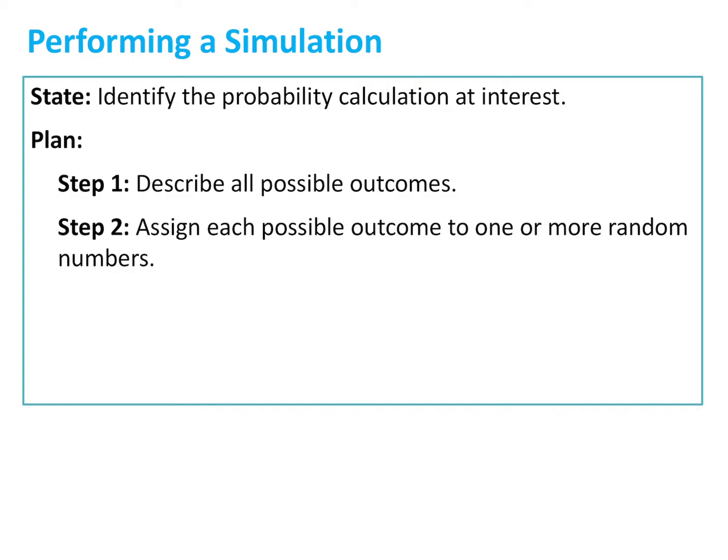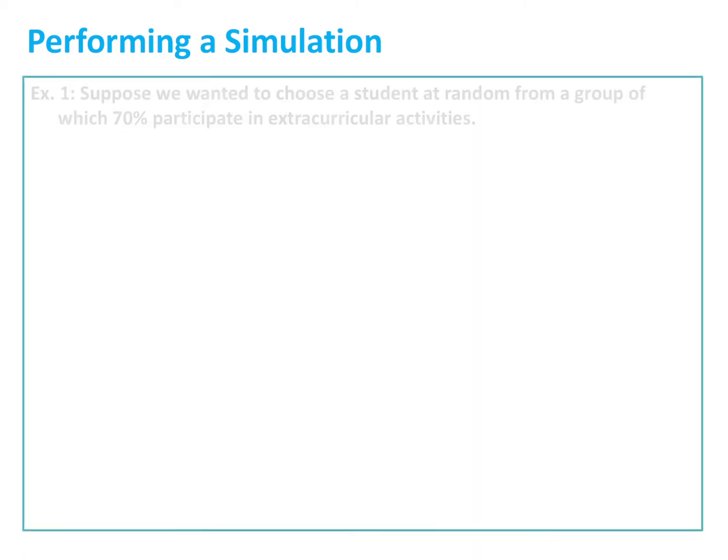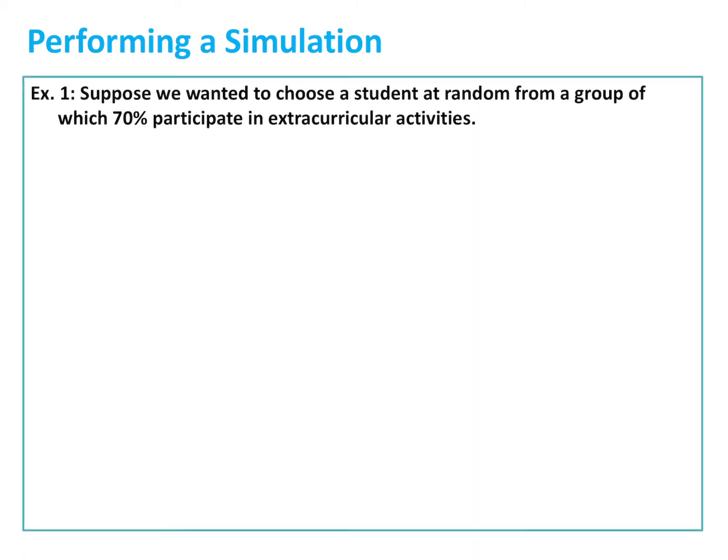Okay, so assigning numbers sometimes can be a little more difficult. So we're going to look at some examples of assigning numbers. So suppose we want to choose a student at random from a group of which 70% participate in extracurricular activities. When we look at this, the first thing you want to decide is, can I use a single digit? If you can use a single digit, you want to. It makes your life so much easier, but you can't always.